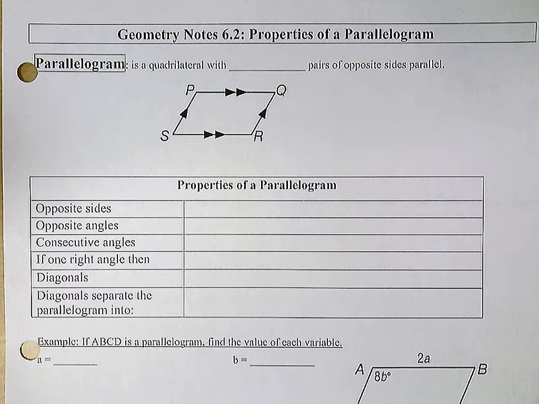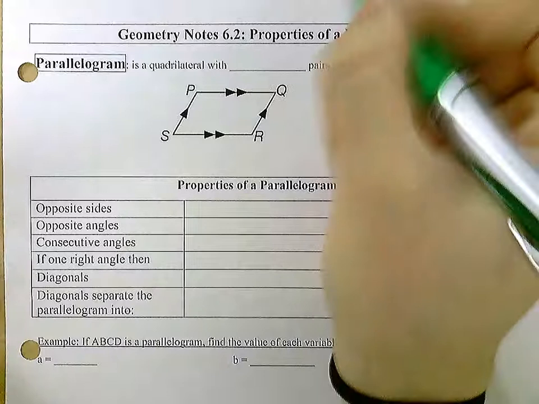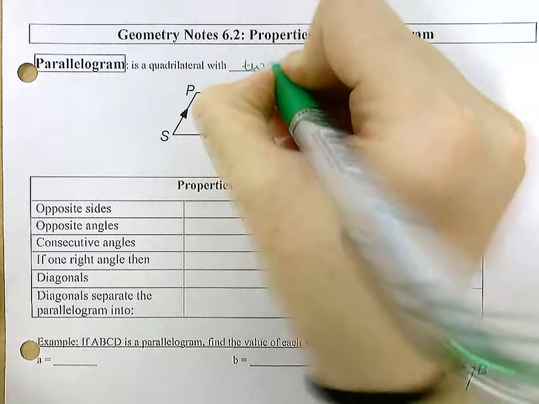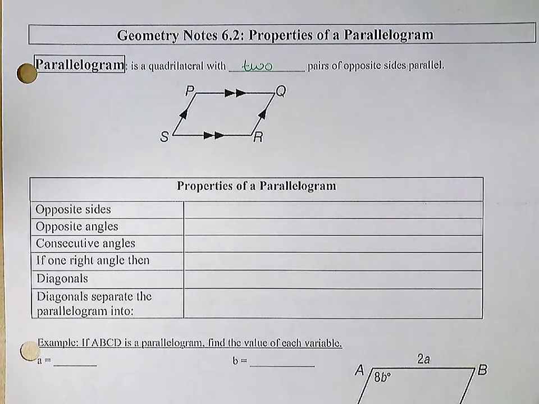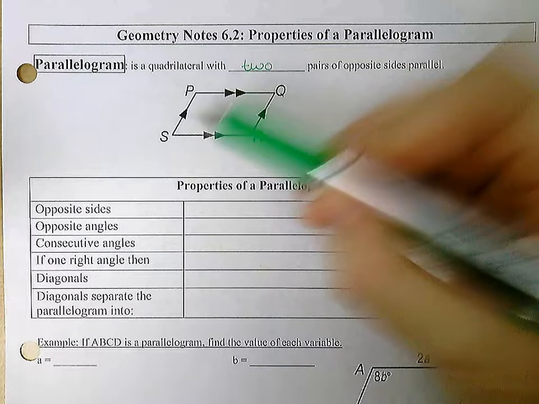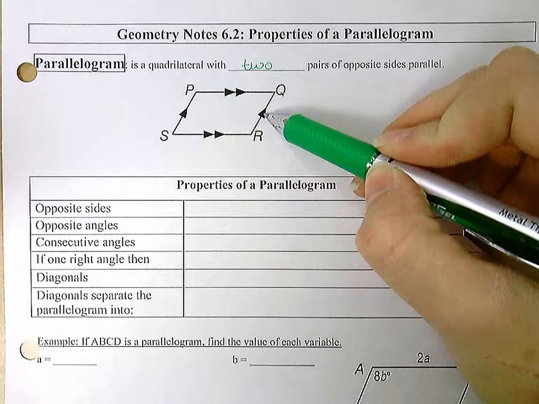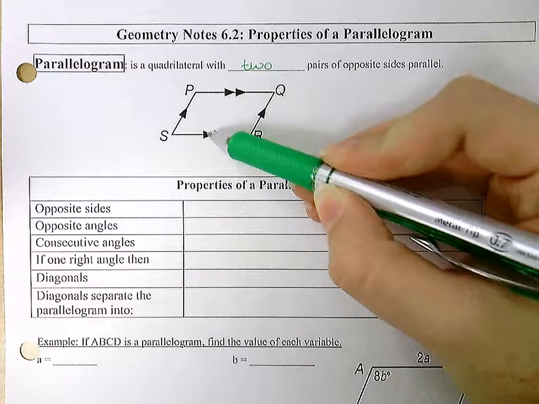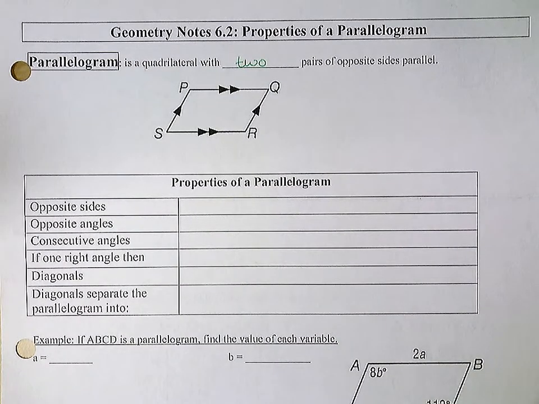There we go. Okay, so we're going to go over properties of parallelograms. To start off, a parallelogram is a quadrilateral with two pairs of opposite sides parallel. Quadrilateral meaning it has four sides. Its opposite sides are then parallel, and you can see that in the picture below. These arrows here mean those sides are parallel. These ones have two, meaning those sides are parallel.